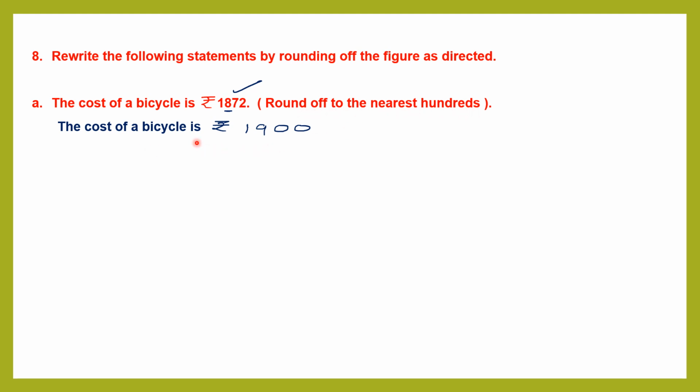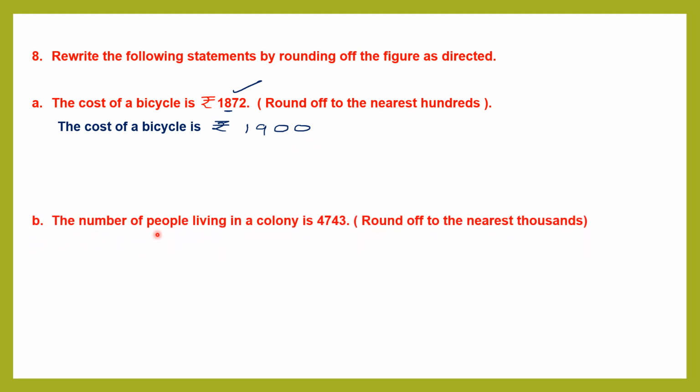Usually when we want to make it sound easier, if someone asks us what is the cost of the bicycle you bought, you will say roughly 1900. But actually how much did you pay? 1872. So to make it easier for the other person to get an idea of about how much we paid, we round it off and say about 1900. That's why we use rounding off.